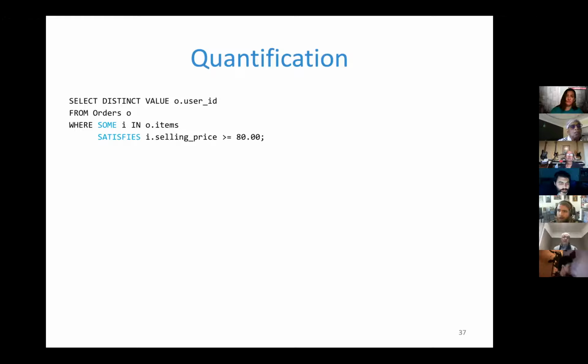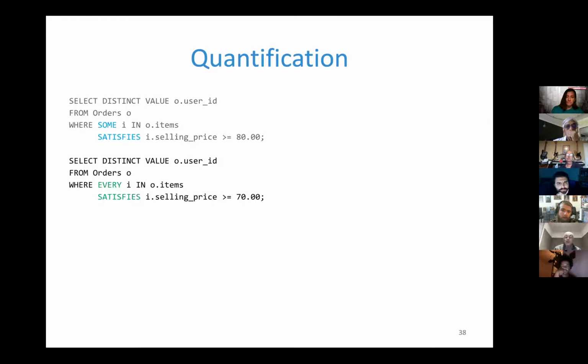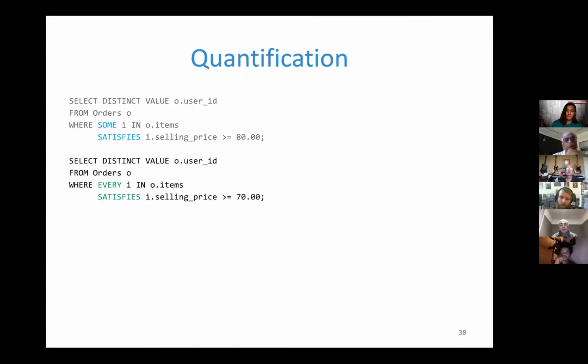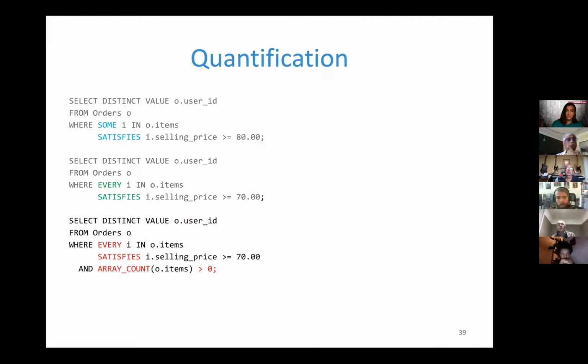So that says this predicate is true if you have at least one item in there that satisfies this predicate. And of course, you also have the other side, where you have a universal quantification, where you require that every item satisfies a certain property. In this case, it's that the selling price is greater than 70, and then you also get a result for that.